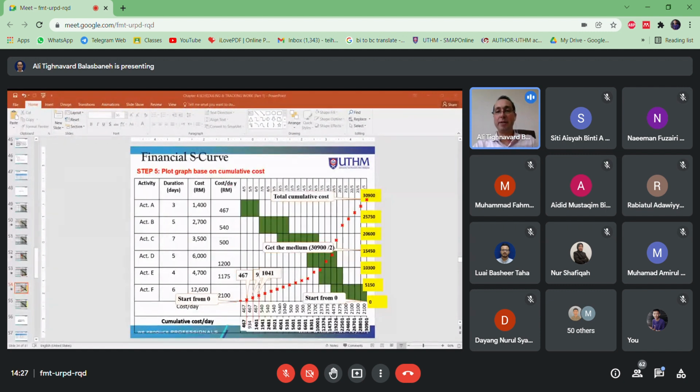Go back to the bar chart here. The bottom line, consider it as 0. It's up to you, okay? The bottom line of your bar chart, the highlighted yellow color, you need to consider as 0, because at first you spend 0, you spend nothing.